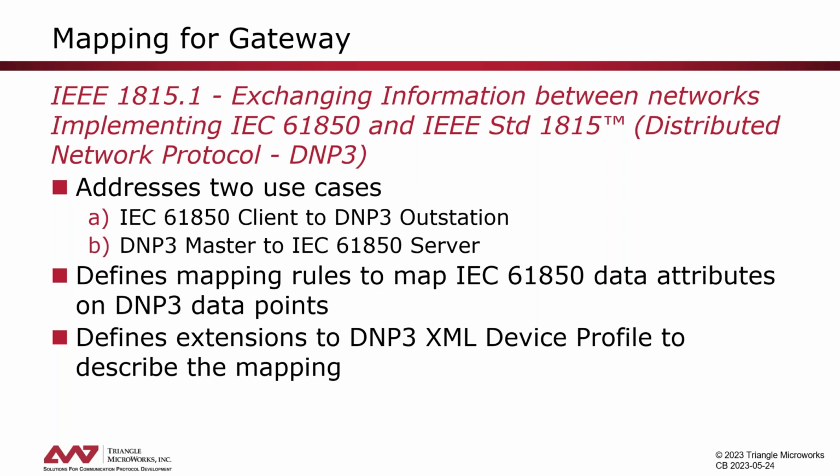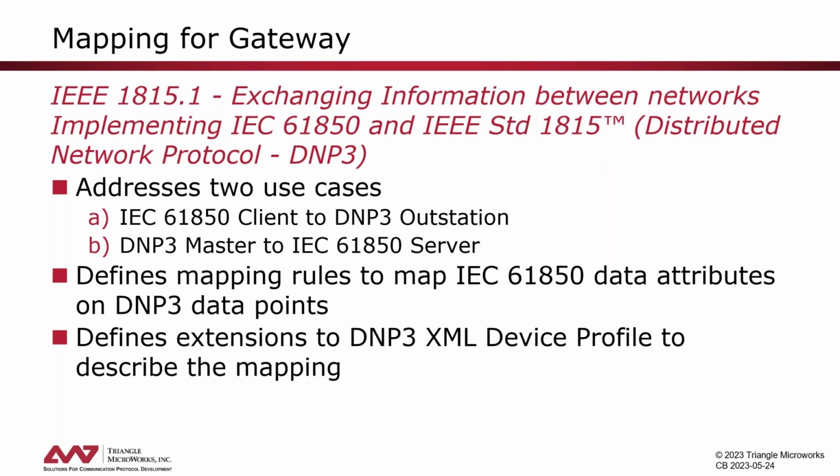The standard basically addresses two use cases. The first use case where we have a 61850 client in the gateway, so we have locally a 61850 system, but then remotely we have DNP3, so in the gateway we have a DNP3 outstation. The second use case addresses the opposite direction, and it's typically used when we want to integrate in our IEC 61850 substation some DNP3 devices.